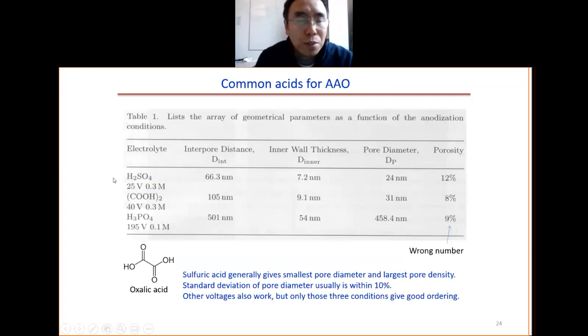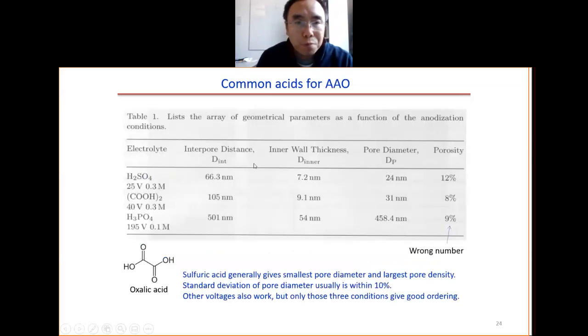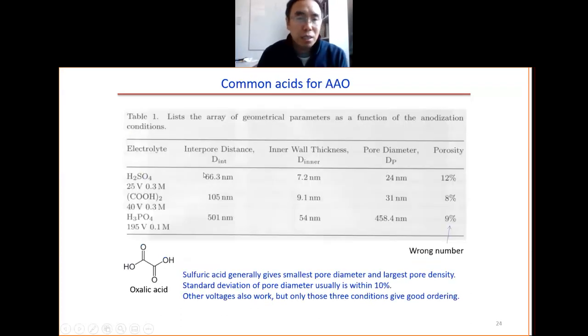Here are three typical examples of the electrolyte. The first choice is sulfuric acid. For sulfuric acid, we use a small voltage. By this formula, a smaller voltage gives you a smaller inter-pore distance. So 25 times 2.5 is roughly 66 nanometers.